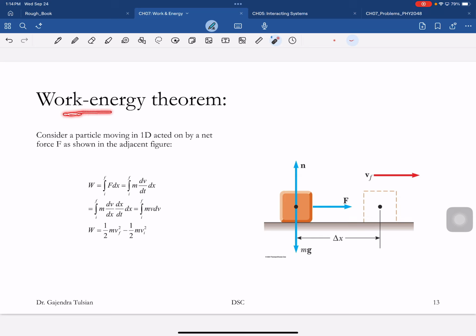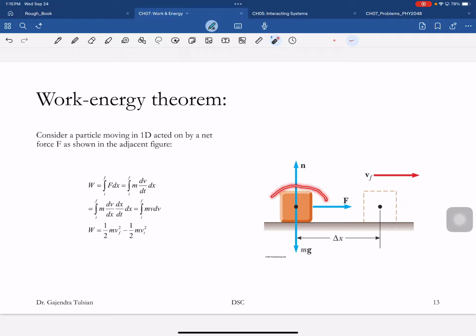Okay, so here's the work energy theorem. When you do work on an object, you're changing the energy of the object. If you do positive work, you're increasing the energy of the object on which you do work. If you're doing negative work, you are decreasing the energy of the object. If you do zero work, you're not changing the energy of the object. All right, so we'll show this theorem to you.